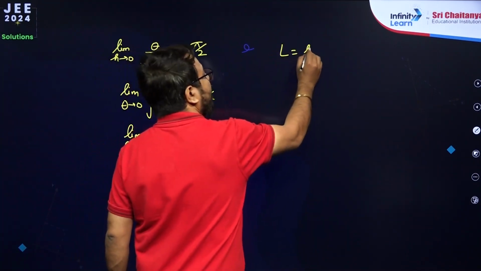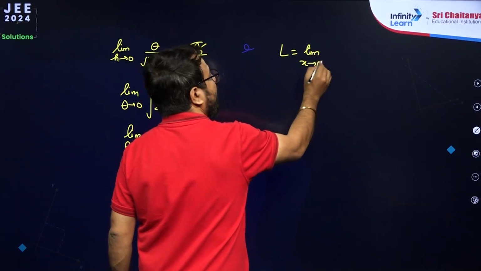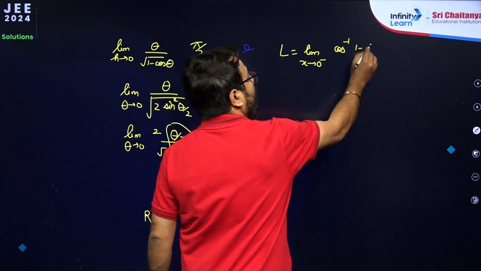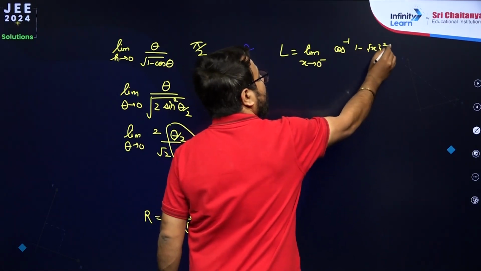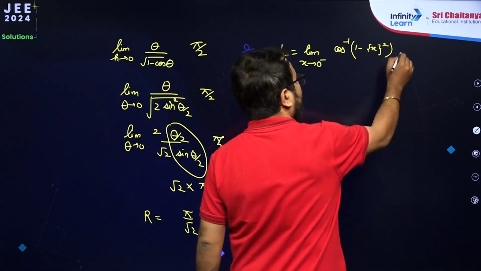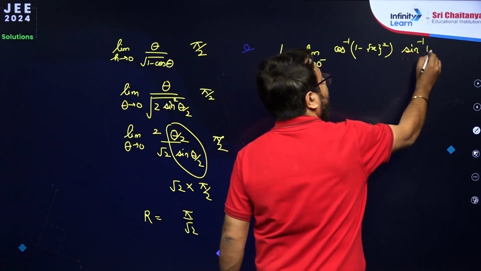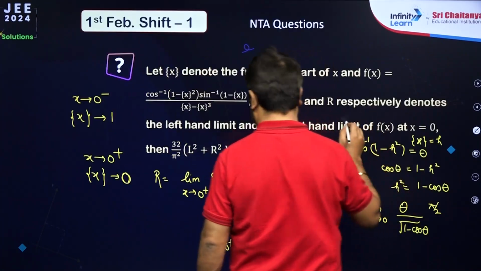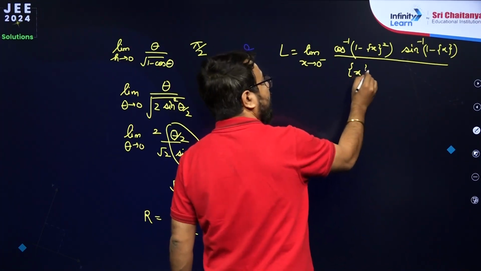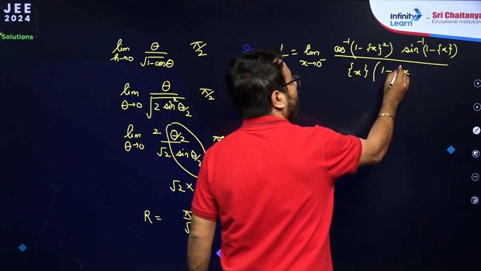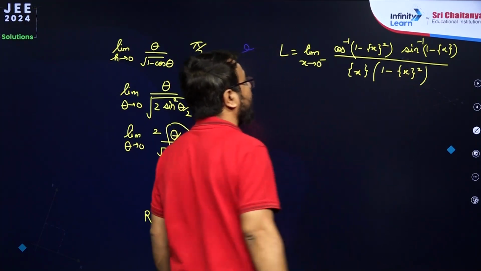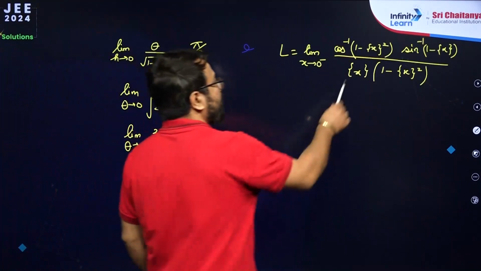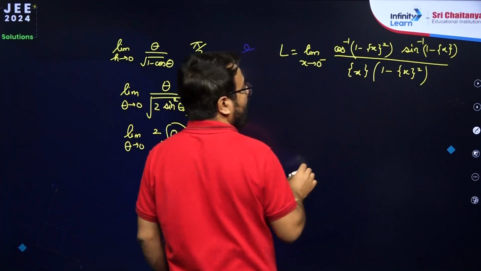L value is the limit of x tending towards 0 minus. This function will be written completely: cos inverse of 1 minus the fractional part of x square, then sine inverse of 1 minus the fractional part of x, and this whole gets divided by the fractional part of x multiplied by 1 minus the fractional part of x square. I know that for x tending towards 0 minus, the fractional part is 1. So I'll place the value of x as 1 over here.